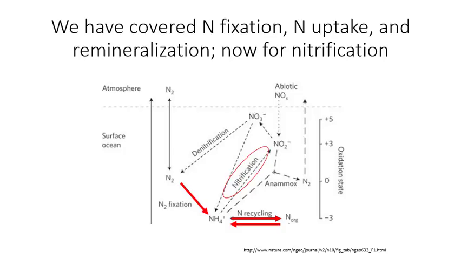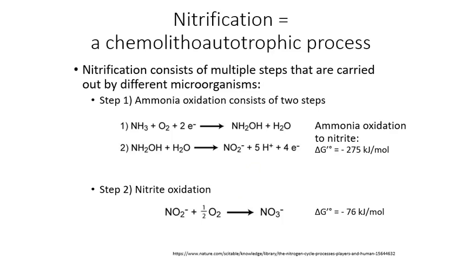Now let's talk about nitrification. Nitrification is a chemolitho-autotrophic process. Nitrifiers oxidize ammonia or nitrite in order to gain energy. The ammonia can come from N2 fixation, nitrogen fixation. It can come from remineralized organic nitrogen, or it can come from a process called dissimilatory nitrite reduction to ammonium that we'll talk about later in this lecture.